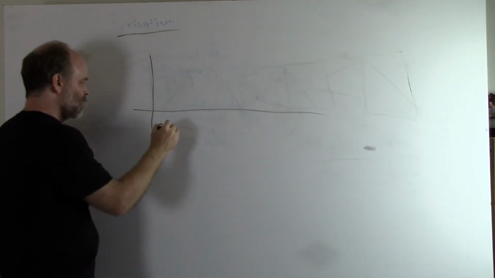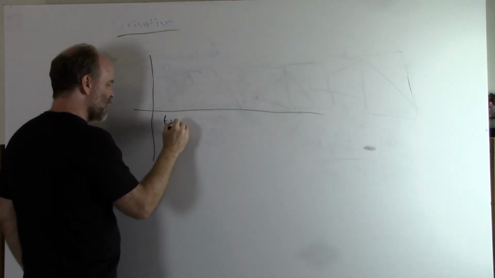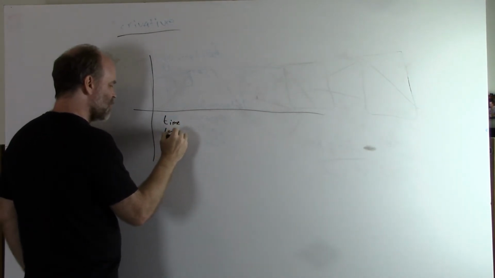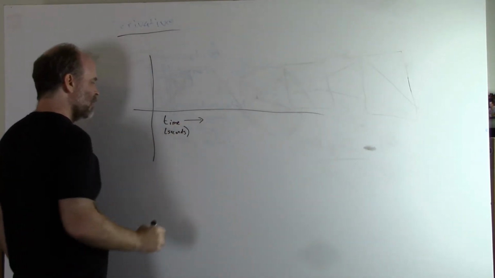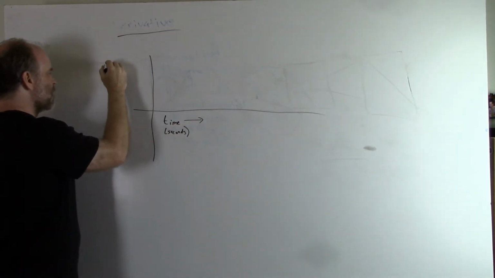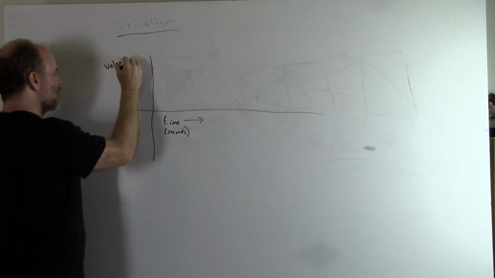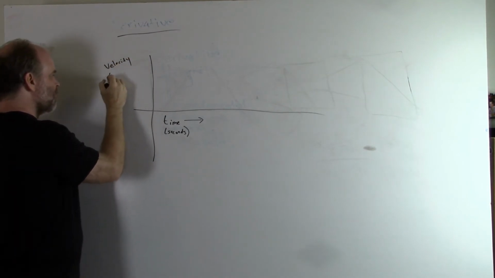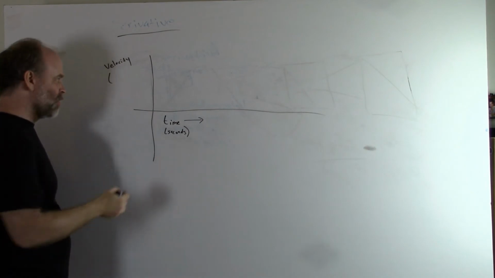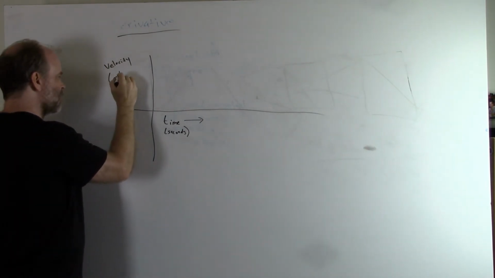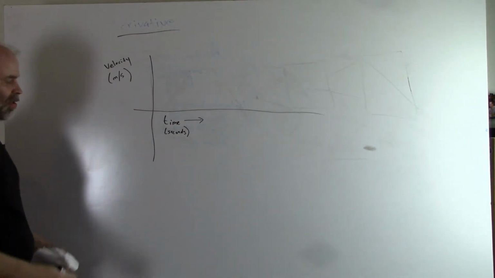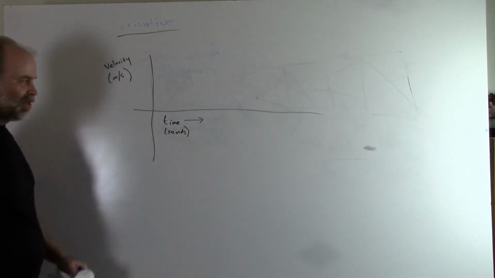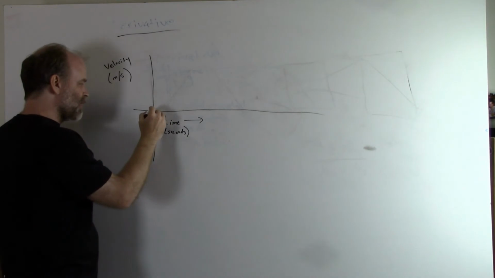So we still have time on the x-axis in seconds, this way, and we have velocity on the y-axis. Velocity, in this case, we're going to measure in meters per second. And that's the y-axis. So the car started from a standstill at the starting point, so we begin here.